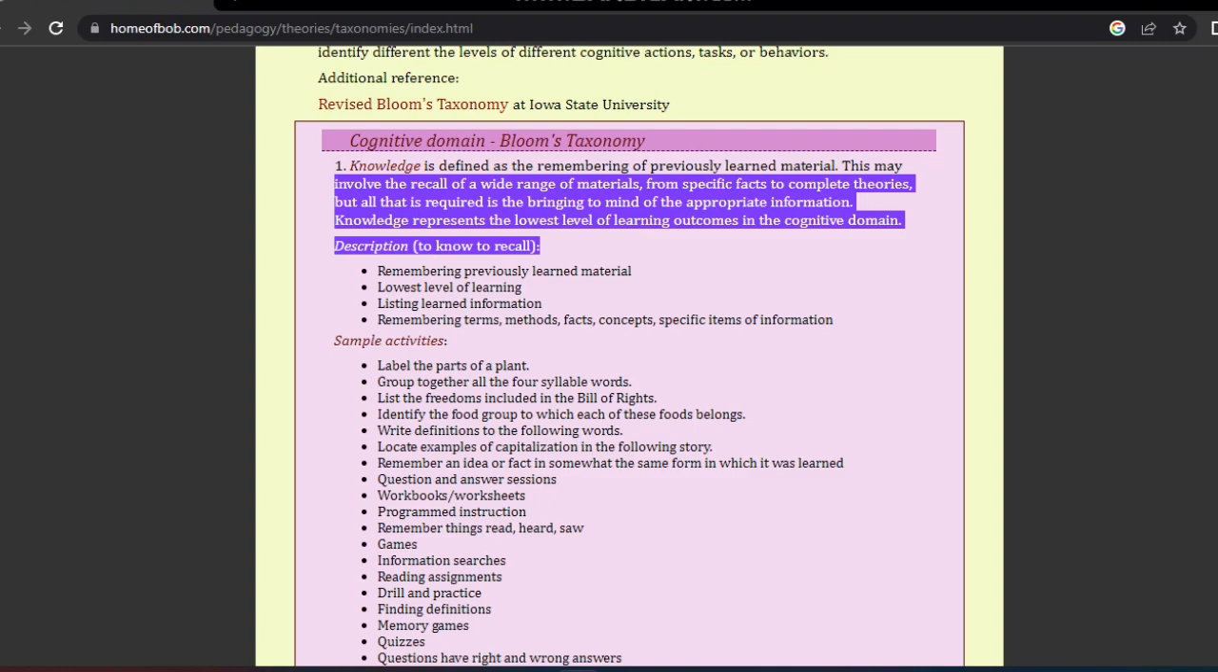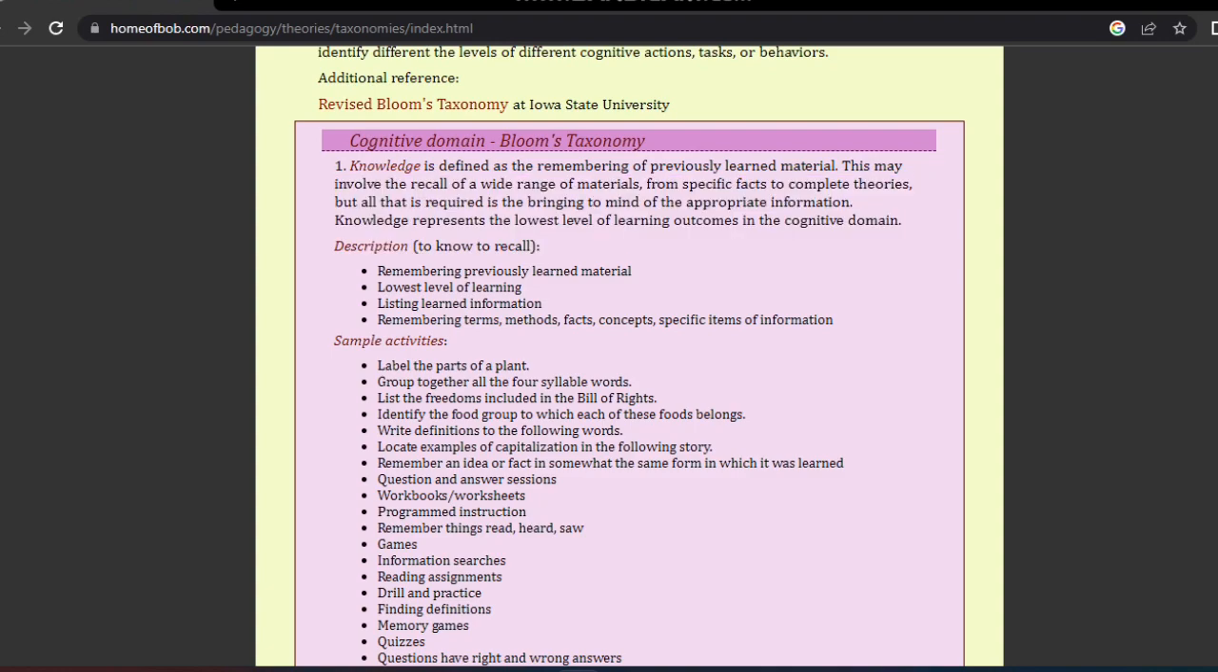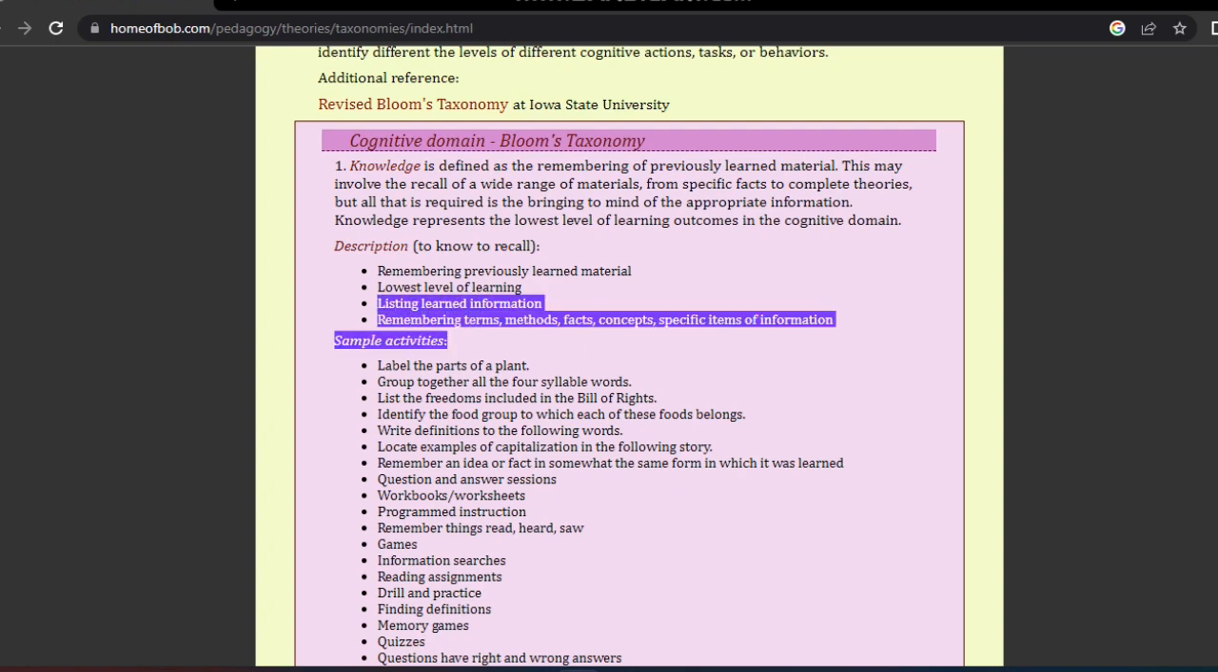Okay, what is the description? To know, to recall, remembering previously learned material, lowest level of learning, listing learned information, remembering terms, methods, facts, concepts, and specific items of information.